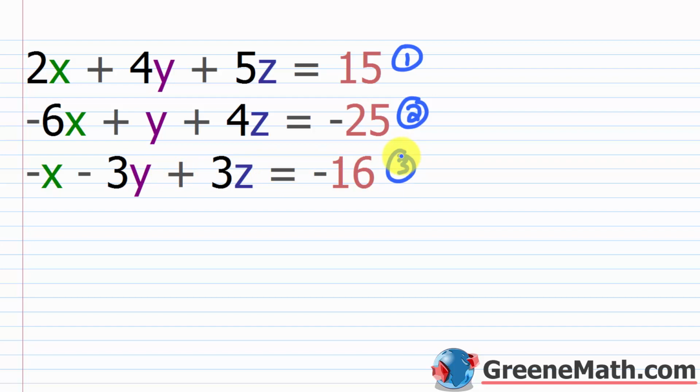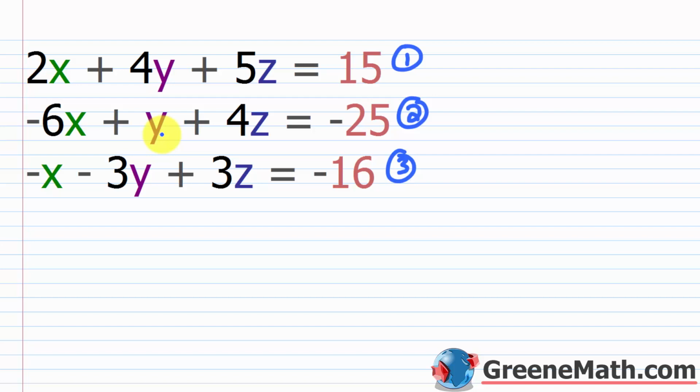Okay, so again, I want to pick two equations. And with those two equations, I want to eliminate one of the variables. It doesn't matter which one I eliminate. But in the second step, when I eliminate the same variable from another two equations, it's got to be the same one. So if I look at equation 1 and 2, I see that it would be pretty easy to eliminate the variable y. Okay, so let's just go with that.